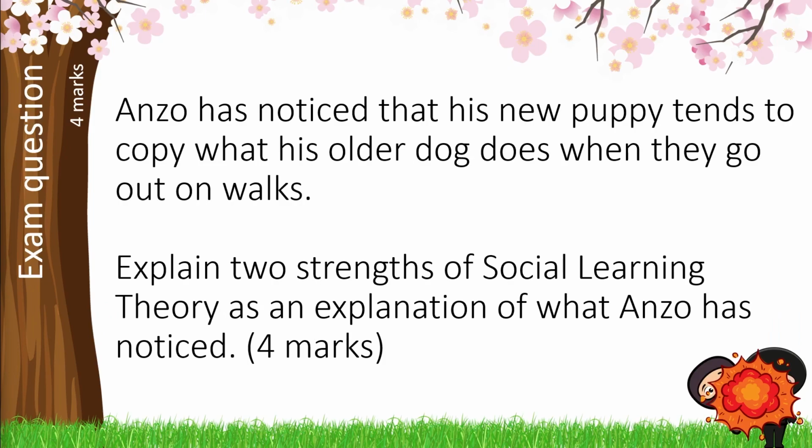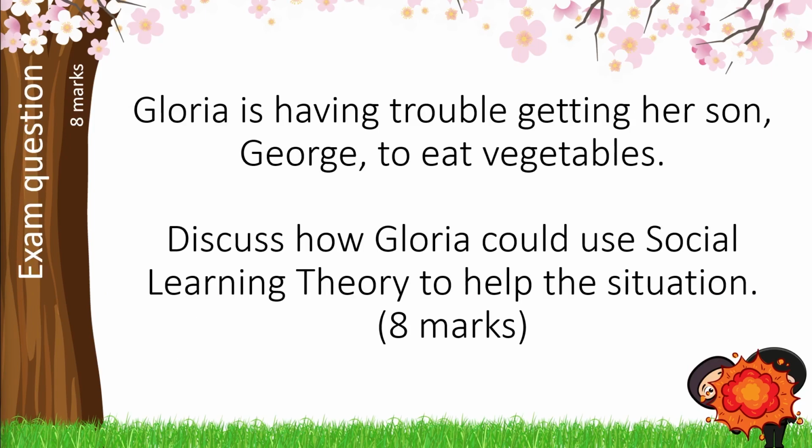Let's have a look at some exam questions now. We've got a 4-marker here. We've got an explain question, which is asking us to develop and have both an identification and a justification. Here we're focusing on strengths of social learning theory, but we've got to be a little bit careful because this is a stem-based question. And so our explanation of that strength needs to be in context of Anzo and dogs in order to access that identification mark. Your justification mark doesn't necessarily have to be included or have that context, but it might be more helpful to secure it.